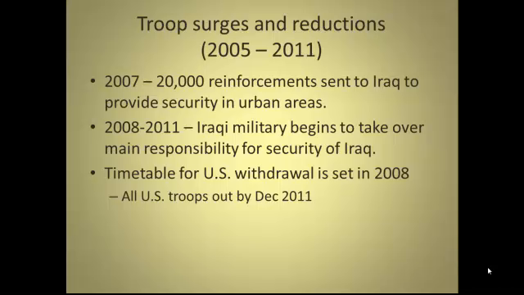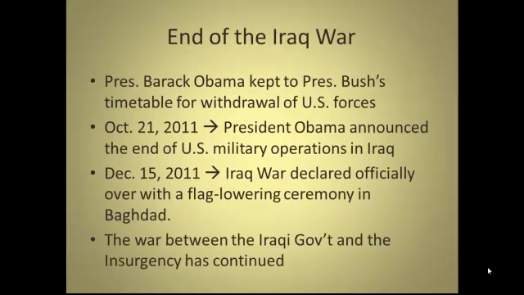And so in 2008, President George W. Bush set a timetable for the United States withdrawal, hoping that all United States troops would be able to be out of the country by December of 2011. After taking over the presidency, Barack Obama kept to President Bush's original timeline for the withdrawal of United States troops. So, on October 21st of 2011, President Obama announced the end of all U.S. military operations in Iraq. And in December of that same year, the Iraq War was declared officially over with a flag-lowering ceremony in Baghdad. However, the war between the Iraqi government and the insurgency has continued since.